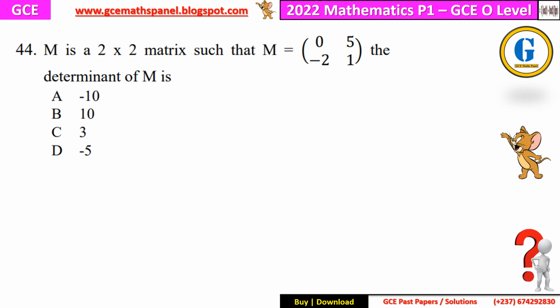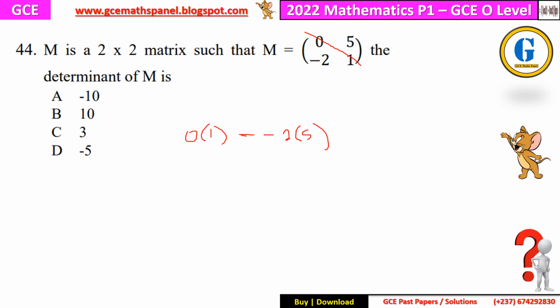Here M is a 2 by 2 matrix such that M is equal to that. What's the determinant of M? The determinant is the product of the leading diagonal entries, so we have 0 times 1, minus the product of the off diagonal entries. So minus 2 times 5, or minus 5 times minus 2.